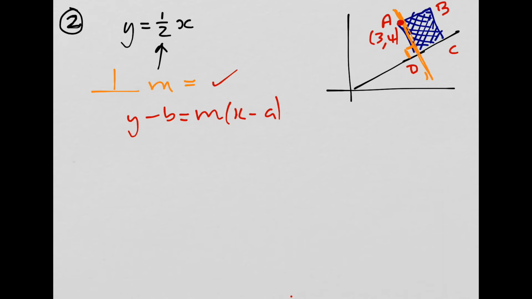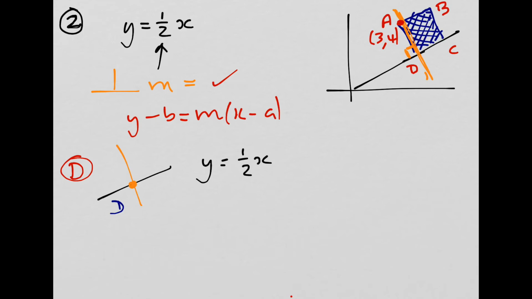The coordinates of D for part B of the question is just going to be the point of intersection between the black line and the orange line. That's where D actually happens. So that's just simultaneous equations with your first line, which is y equals a half x, and your second line, which you've got from the first part of the question, this line here. So if you solve them simultaneously, that will give you the point D.